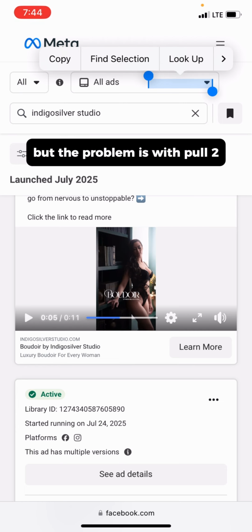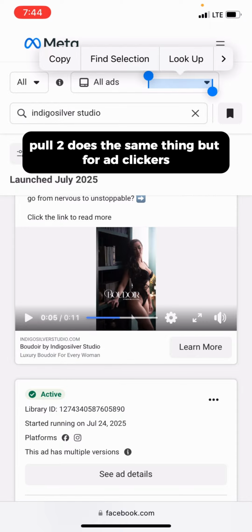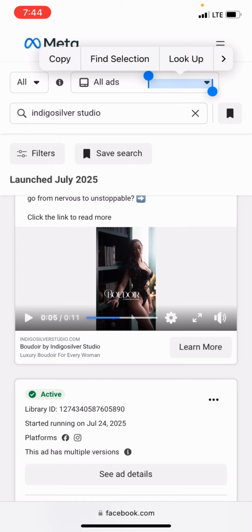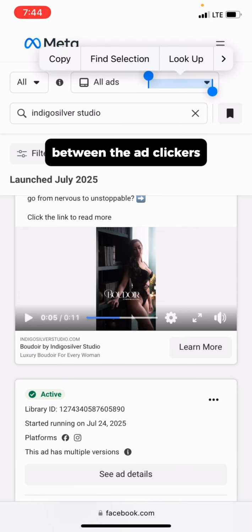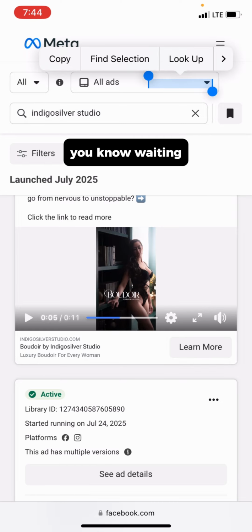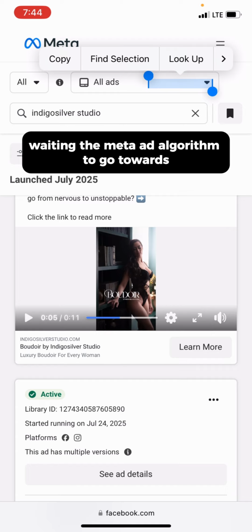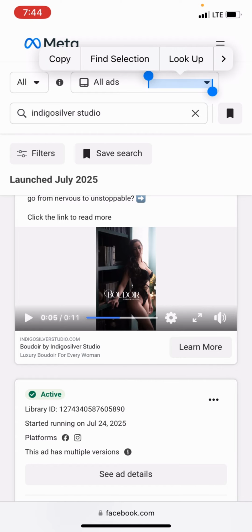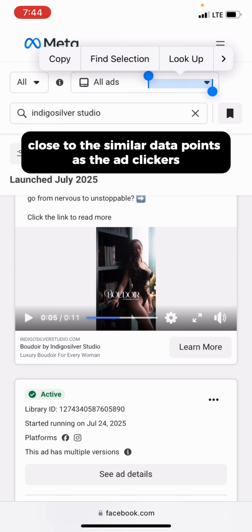But the problem is with pool 2. Pool 2 does the same thing, but for ad clickers. So it's finding the similar data points between the ad clickers and then biasing, or weighting, the Meta ad algorithm to go towards these other profiles that have close to the same data points as the ad clickers.